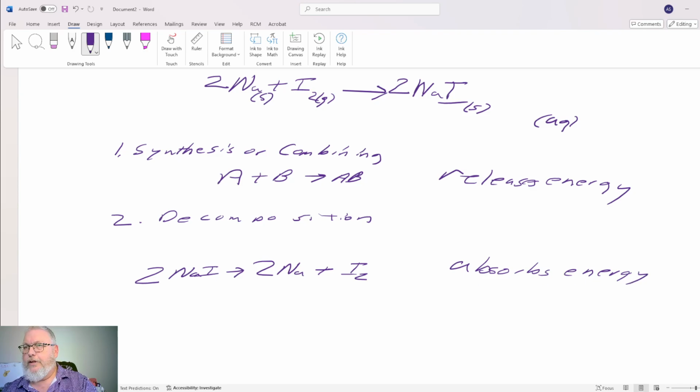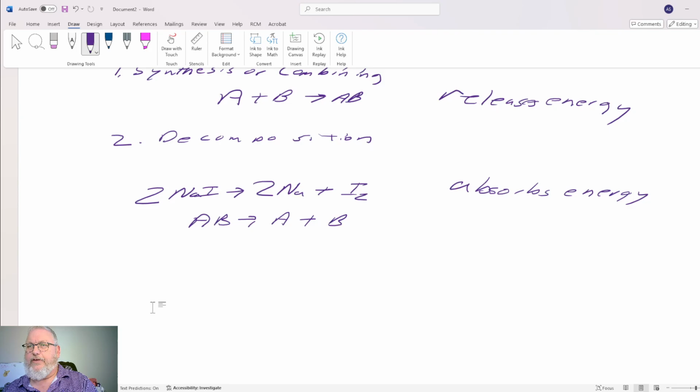Okay, so this takes the form of what? The exact opposite. AB yields A plus B. Not hard. All right, the other type of reaction that we studied was what? A combustion. A combustion reaction.